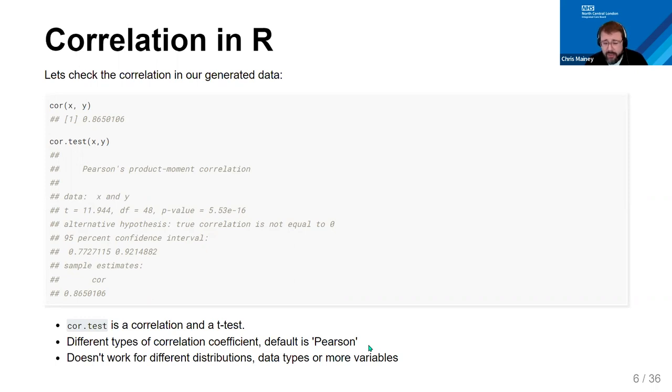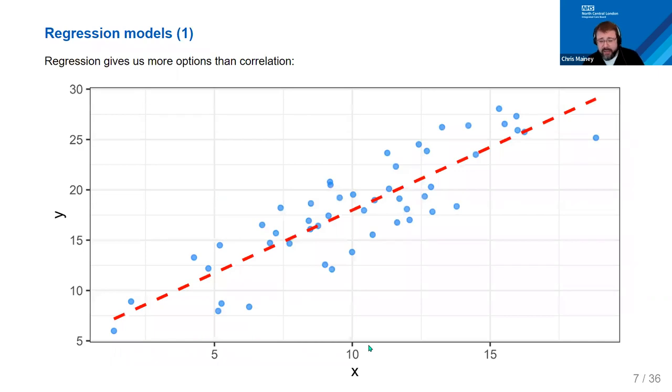But the problem is it doesn't really work for more than one variable. It doesn't really work for different distributions, which is why I suggest to you that regression is a little more functional. Regression gives us a lot more options. What we're trying to do with a regression is this, essentially: we're trying to fit a line of best fit through our points, and then estimate what that line is doing. So how do we make that straight line assumption from our data?